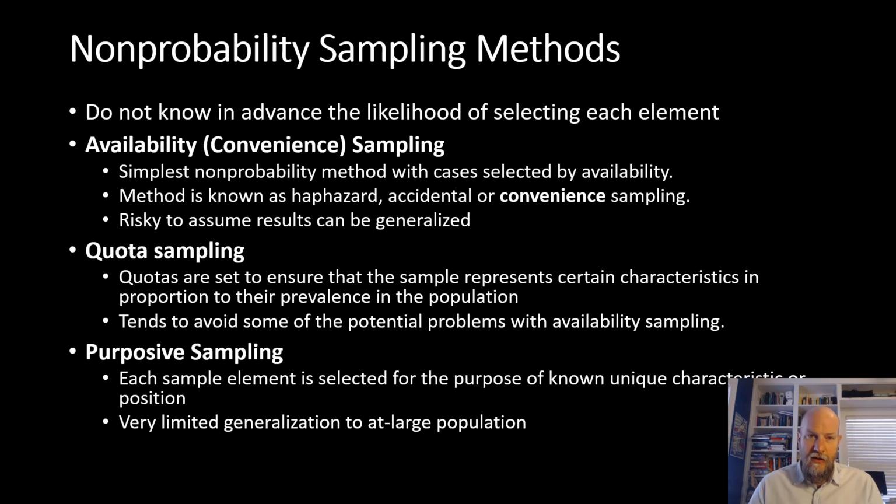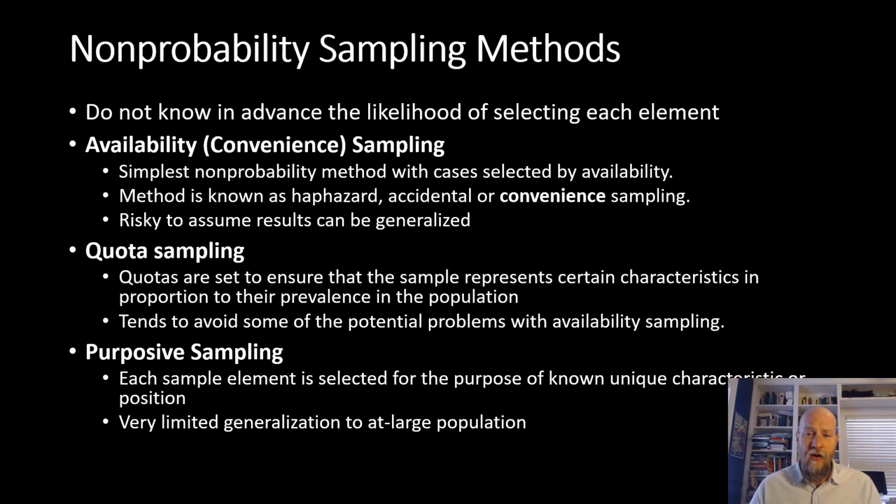What makes it a non-probability sampling method is that I do not know in advance the likelihood of selecting each element. I'm going to explain this more as we get into the slide on probability sampling methods, but for a moment, if I have a good sampling frame, if I have a list of every student at Virginia Tech, then I know how many students there are. I have that part of the equation. I have the total denominator, right? I know how many students there are.